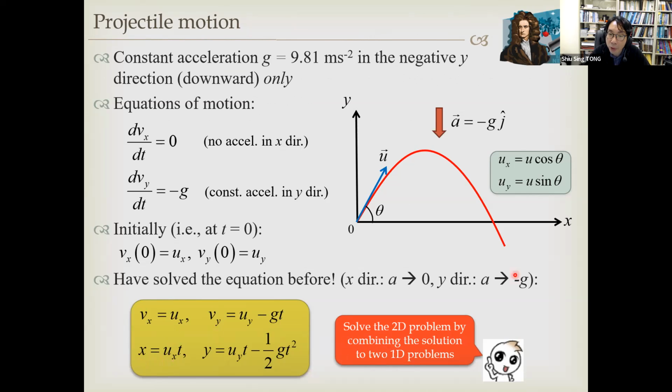Okay. Now you can always put a equal to 0 in the uniform acceleration equation of motion to find the x component of motion. And for the y component of motion, you simply put a equal to minus g. Okay. So you can see, for solving a 2-dimensional problem, we can actually decompose the problem into 2 1-dimensional problems. And for each of the problems, we know the solution. So after we combine the 2 solutions together, we solve the 2D problem. Okay.